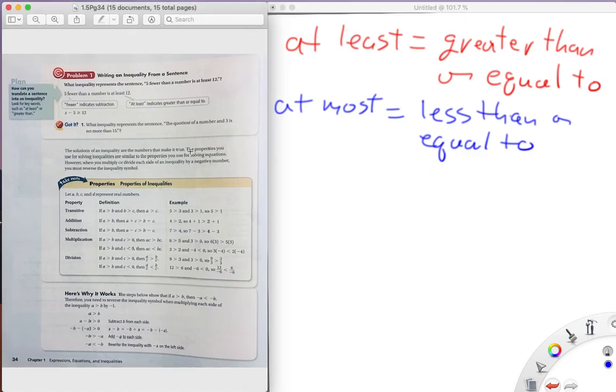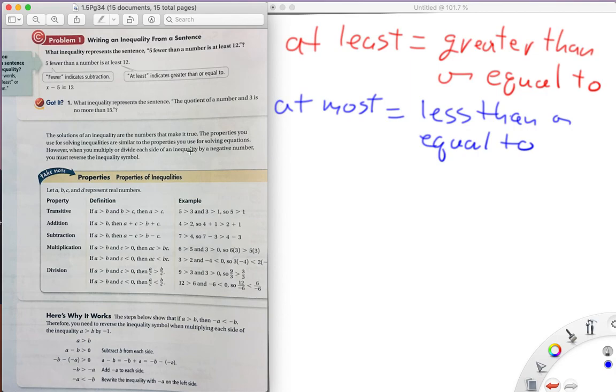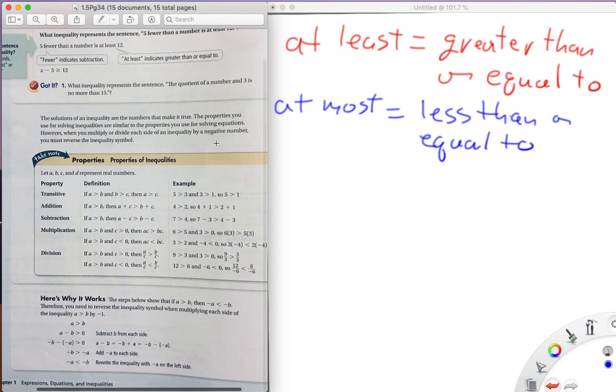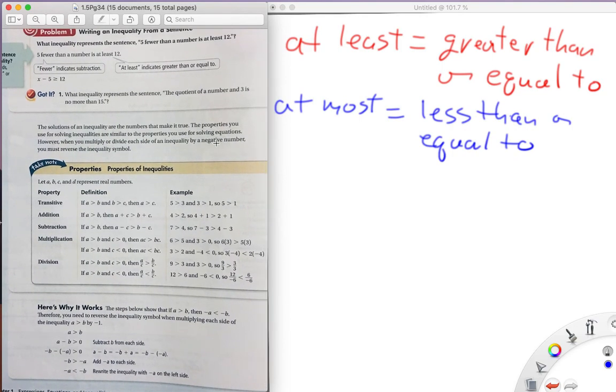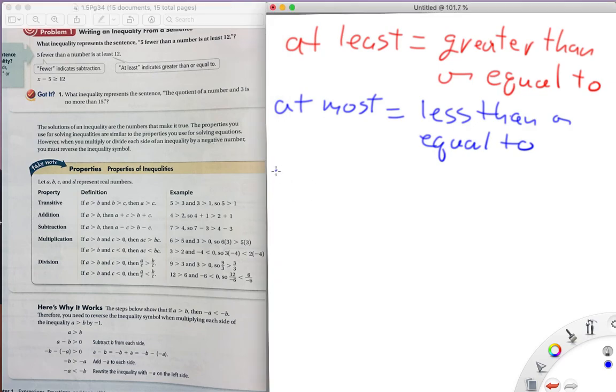So in terms of word equations, it says the quotient of a number is no more than 15. Okay, no more is another one of those counterintuitive ones. It can't be any more, meaning at most. So it's the same thing as saying less than or equal to.